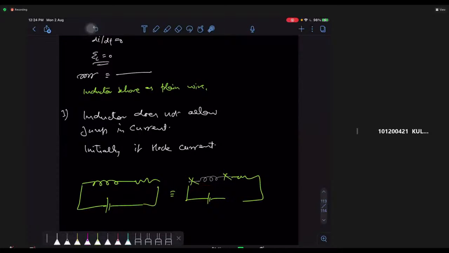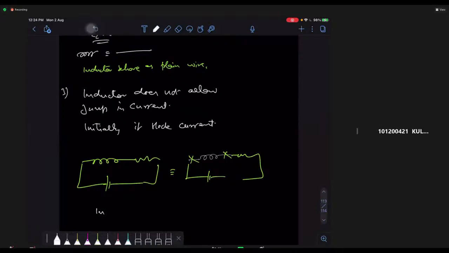I hope you understand the point here. It simply behaves as a block. The inductor is going to block the current. Almost similar to the RC circuit, right?